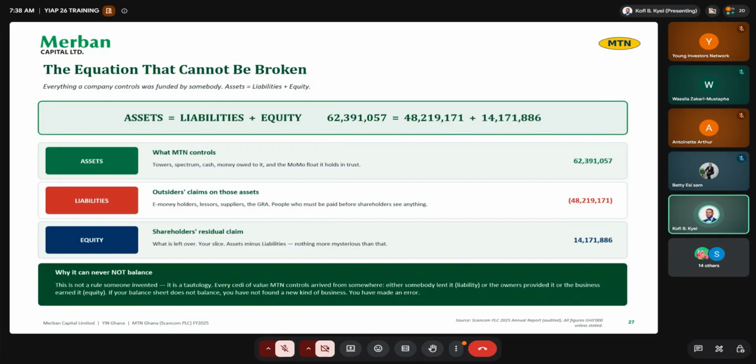So this is the equation for it. Everything a company controls was funded by someone. It could be equity or debt. So whatever assets you can see that MTN owns, whether it is the head office, the machines, the buildings, all the things, they were funded by someone, an investor. The investor could be a debt investor or an equity investor.